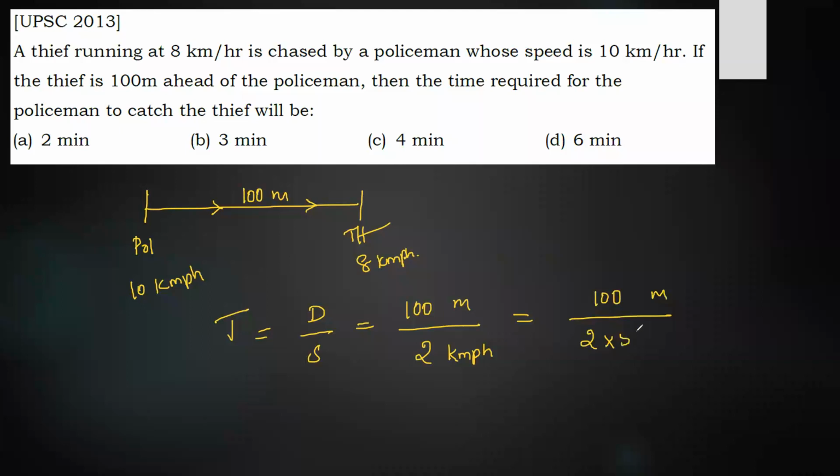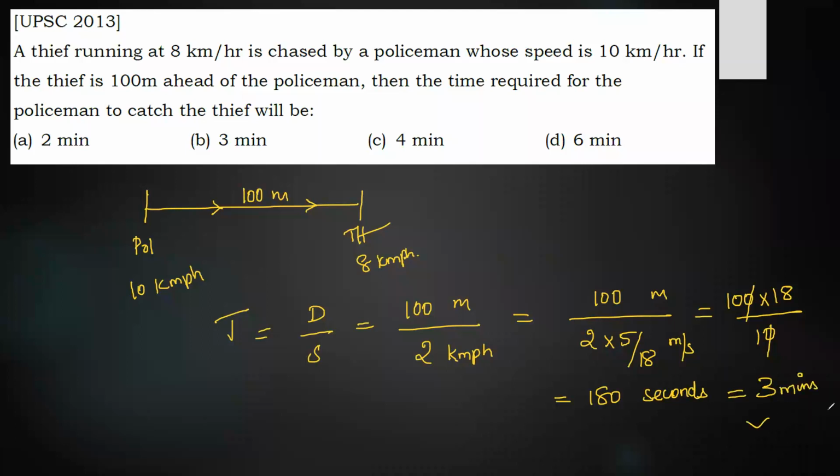So time is distance by speed. Distance is 100 meters. They are running in the same direction, chasing, right? Same direction, so subtract the speeds. You get 2 km per hour. So 100 by 2. Convert kilometer per hour into meter per second, so get the reciprocal, right? So 100 into 18 by 10. So you will get 180 seconds, which is equivalent to 3 minutes.